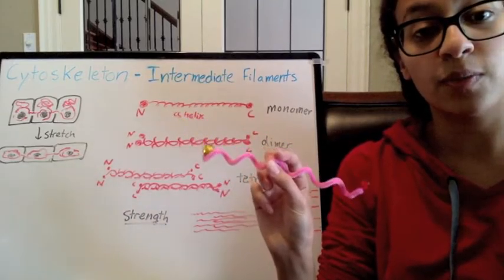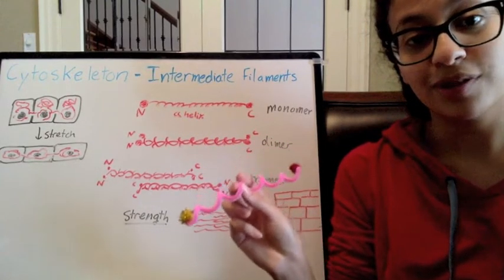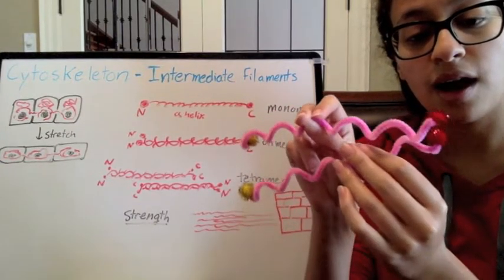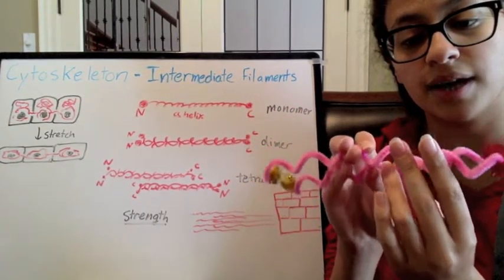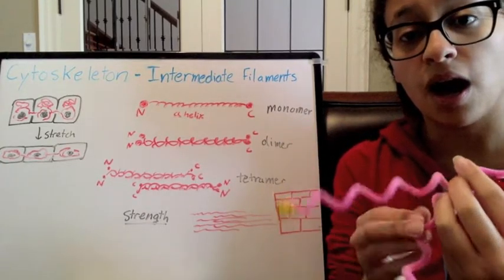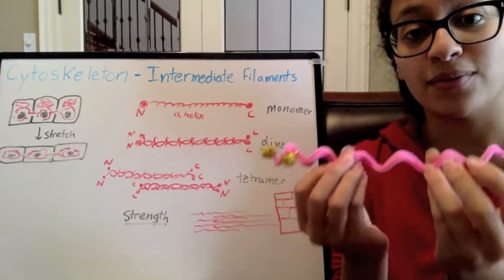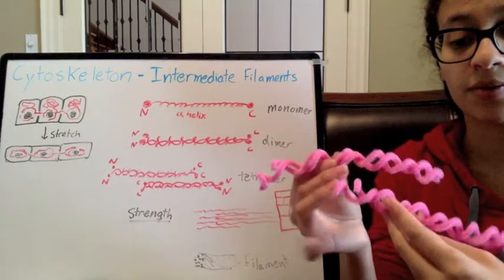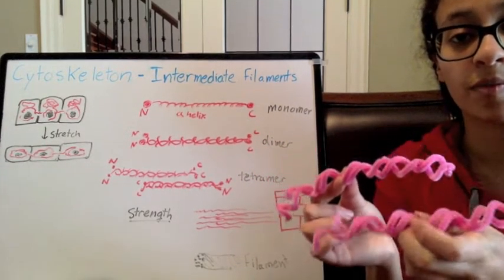And then when you want to form an actual filament, first you've got to get two monomers to make a dimer. You would have two of them, both C terminuses on the same side and N terminuses on the same side. And then they become coiled until you form your dimer. And then each of those dimers is going to pair up with another dimer to form a tetramer.